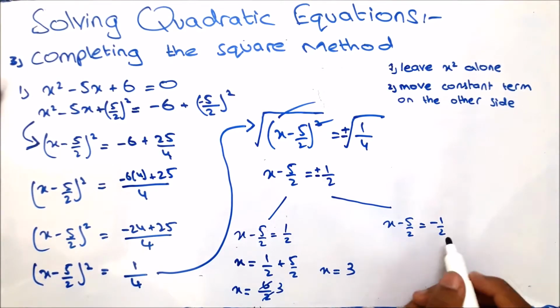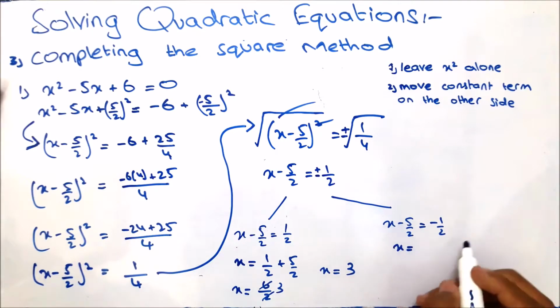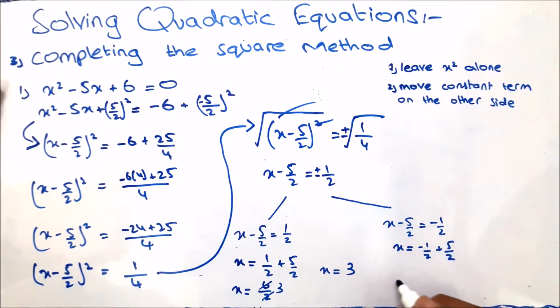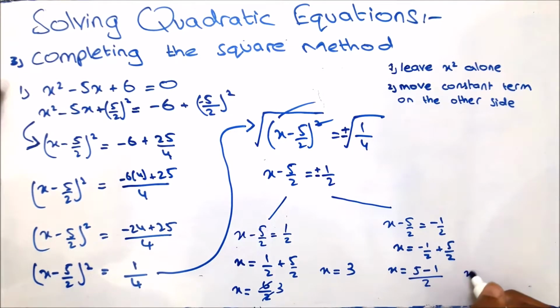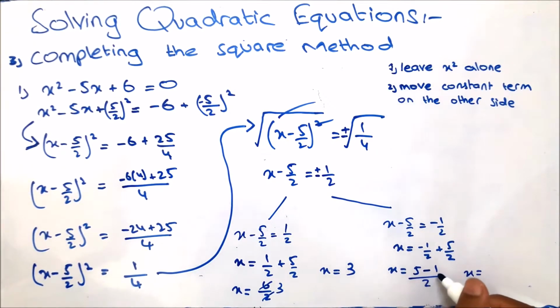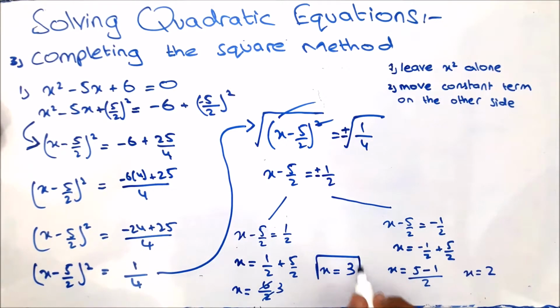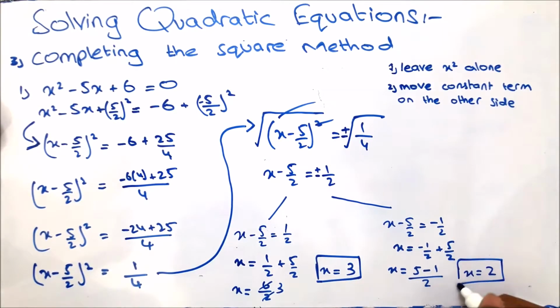We'll add 5 divided by 2 on both sides. We're left with x equal to minus 1 over 2 plus 5 over 2. Since the denominator is the same again, we can just solve it simply. I can write it the other way around, 5 minus 1 divided by 2, and now we are left with x equal to, this becomes 5 minus 1 is 4, 4 divided by 2 is 2. So here we have 2 answers, x equal to 3 and x equal to 2.